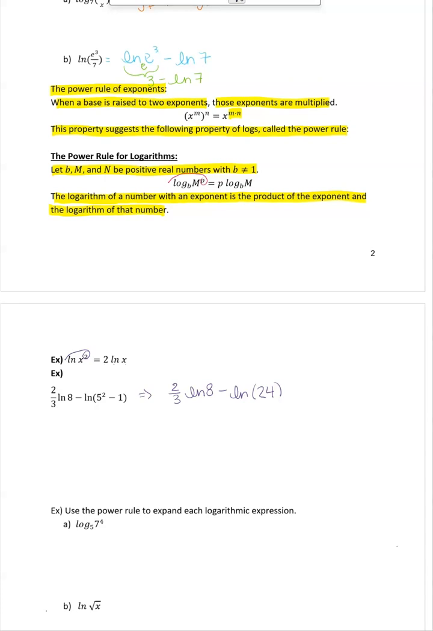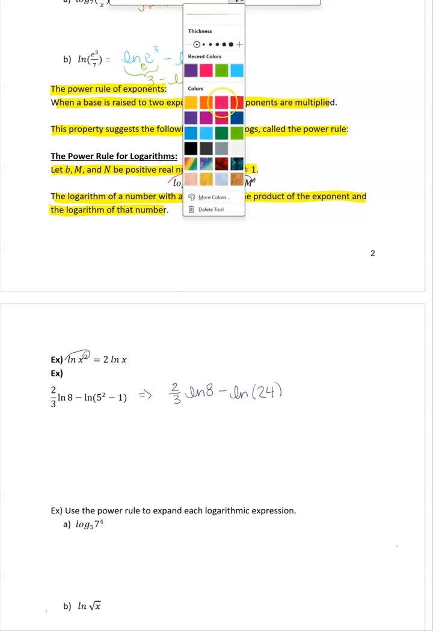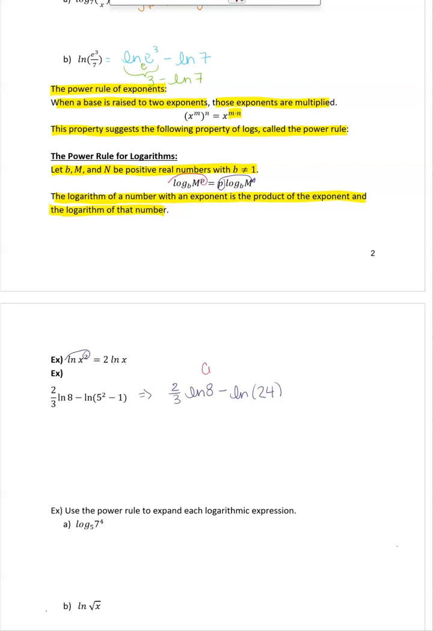Alright, so now we can also work in the reverse of this, right? So we could take the power and take it to the back. So that's what we want to do on this one, and this is called condensing. So we're going to take this power and bring it back here. So now we can write ln of 8 to the 2/3 minus ln of 24.